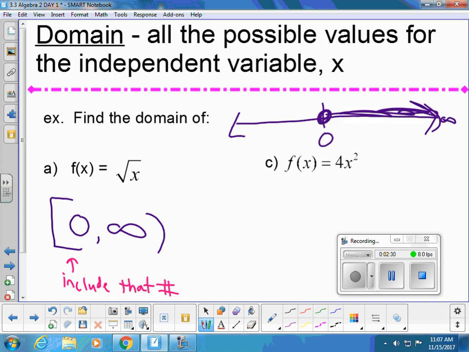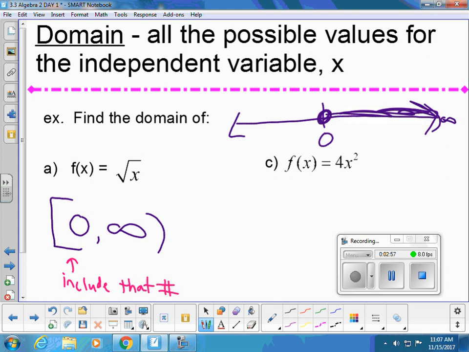Sometimes you're not allowed to include 0 in your domain. For example, you're not allowed to divide by 0. But if you're including it, it's a bracket. And I don't know why they don't put a bracket on infinity. Probably because infinity is not an actual number that you can include. It's a concept of forever. This is how they do it. If you take calculus, that's how they'll do it. Take pre-calc next year, that's how they'll do it.